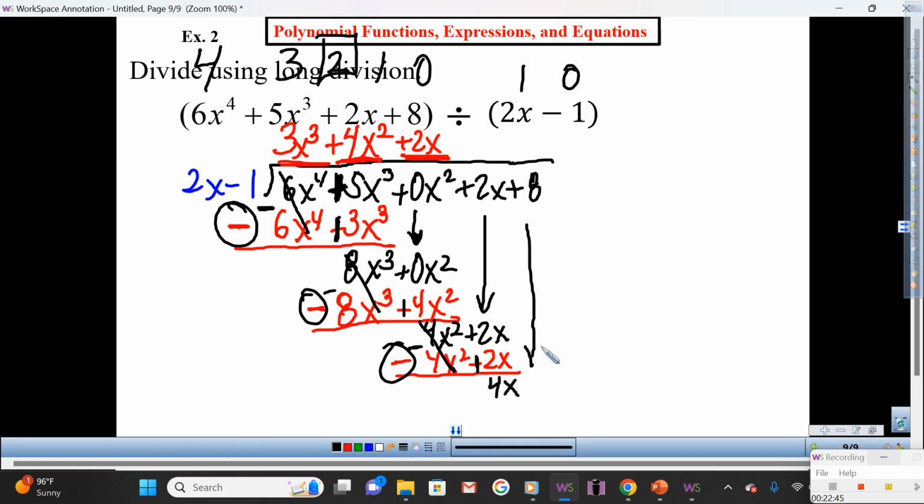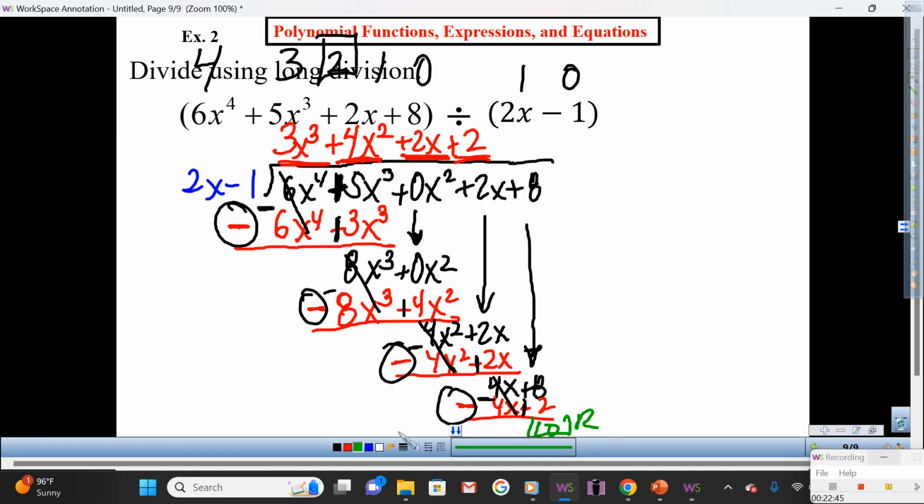All right, bring down the 8. And last but not least, what number times 2x gives us 4x, everyone? 2, yes. 2 times 2x is 4x. And 2 times negative 1 is negative 2. Subtract, which means you distribute this here and here. This cancels, and we're left with 8 plus 2, that is 10 as our remainder. Hands if you got that.